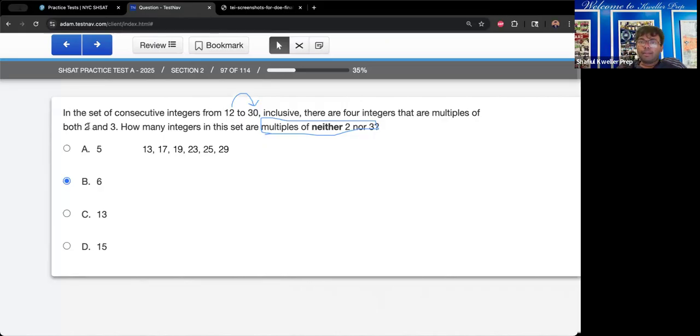When it says not multiples of 2, that means it's not even, so don't include even numbers. And 3, it's easy. We know 3, right? 3, 6, 9, 12, 15, 18, 21, 24, 27, 30. Just don't include any of those. Okay, so the answer should just be B.